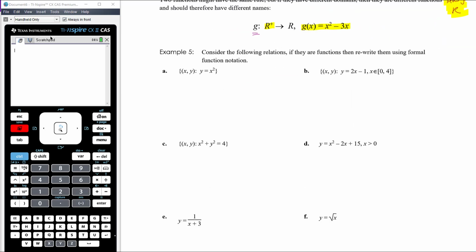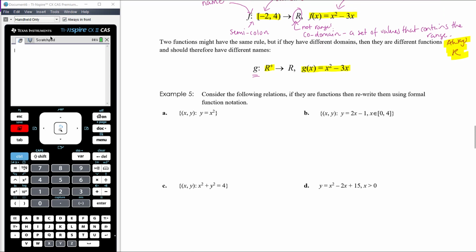Example 5 here. So we want to look at the following relations, and if they're functions, then we're going to rewrite them using this formal function notation involving both the domain and the rule. Okay, so we've got a set of x values where y is equal to x squared. So that's a parabola, so that is y equals x squared. Okay, so that's a function. We've already talked about that, so we're going to be able to write this using function notation. Maybe let's use letter A, otherwise we'll run out of letters here. So part A, we'll call our function A.